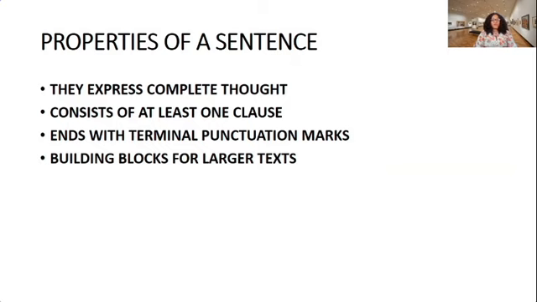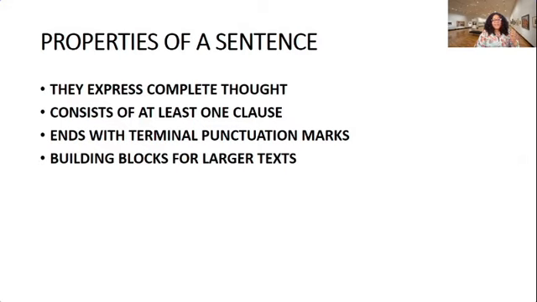A sentence also consists of at least one clause. In our next class, we'll be talking about clauses. So we'll talk about that in detail. When sentences are written, they also end with terminal punctuations. The 3 terminal punctuations are the full stop, the question mark, and then of course the exclamation sign.